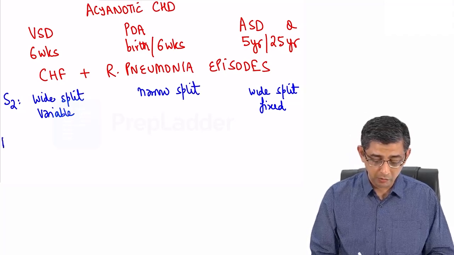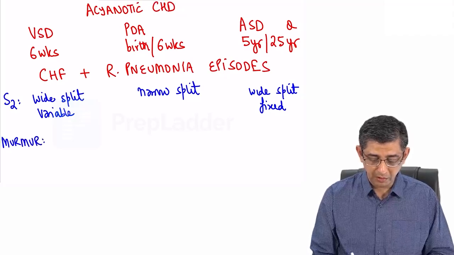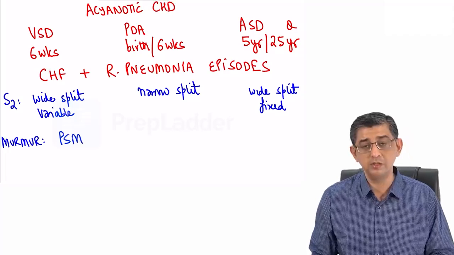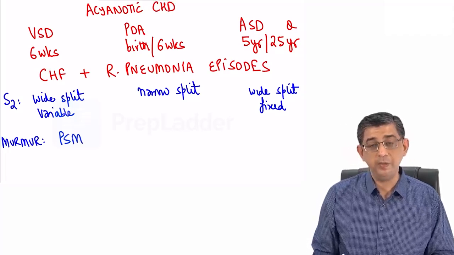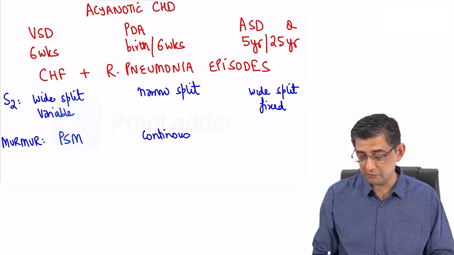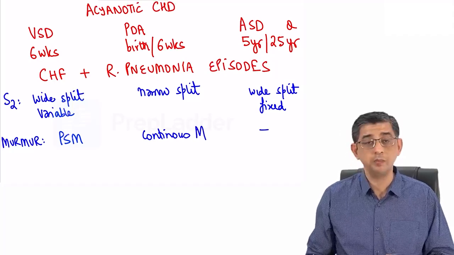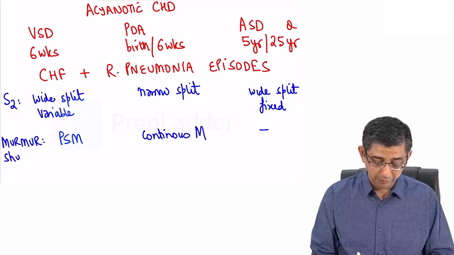Then the murmur will also do the trick in this case. When you look at VSD, the blood is leaking from the left ventricle to right ventricle, so pansystolic murmur. In patent ductus arteriosus, the murmur can be so loud that it will drown the noise of everything else. That would be a continuous murmur. In ASD, there is no shunt murmur. There can definitely be flow murmur.